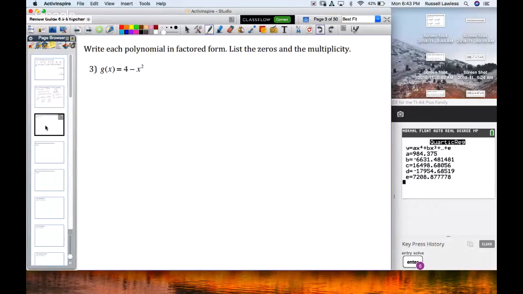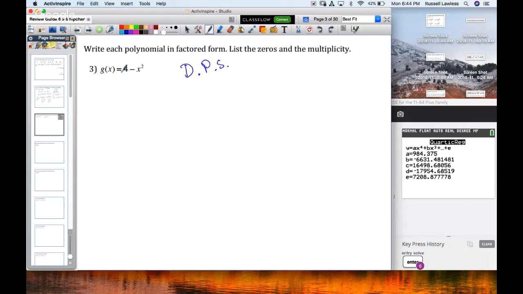So let's take a look at 3. Very similar problem. When we're factoring, this is actually a difference of perfect squares. And so for a difference of perfect squares, what that means, if you have like an x squared plus, well, we'll just work out the problem.